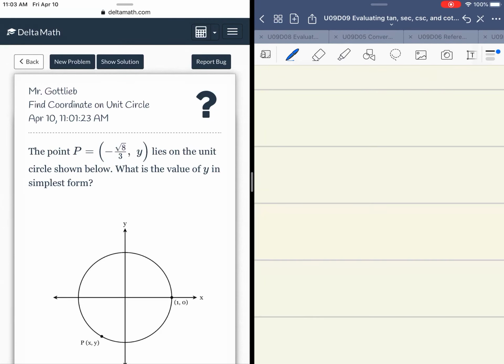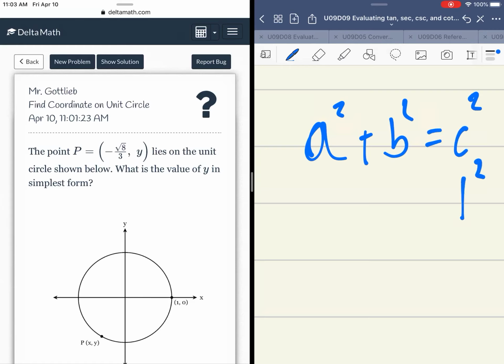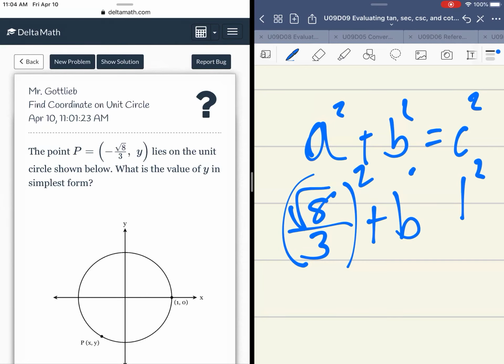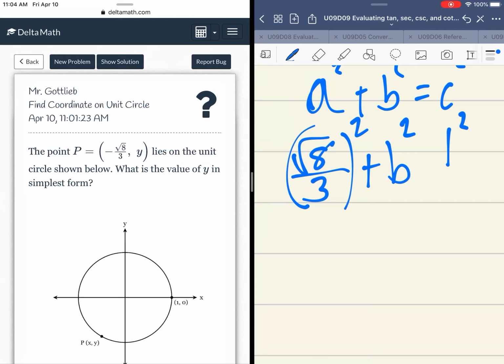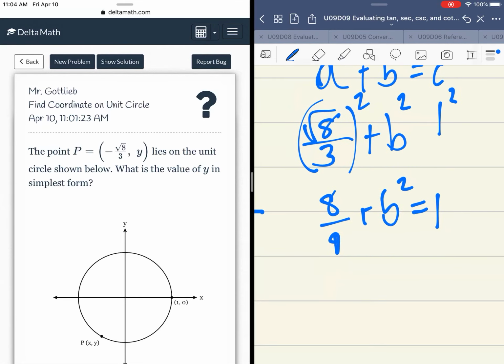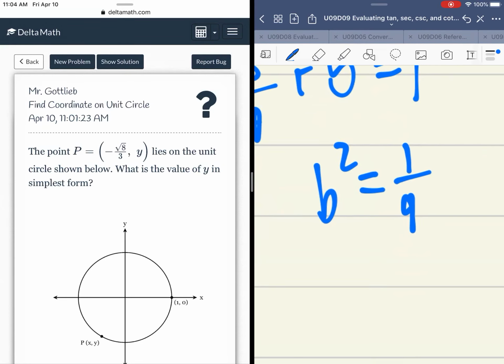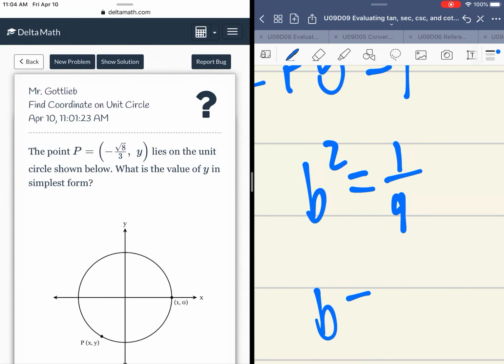So we can just use the Pythagorean theorem. A squared plus b squared equals c squared. C is 1. A is radical 8 over 3, and we don't know what b is. So radical 8 squared is 8, 3 squared is 9, b squared we don't know, and 1 squared is 1. We can subtract the 8/9 to the other side. We'll get b squared equals 1/9. And then by taking the square root of both sides, we get b is equal to 1/3.